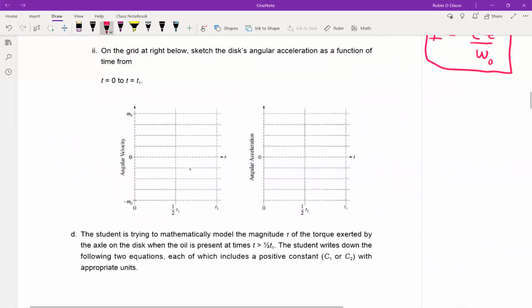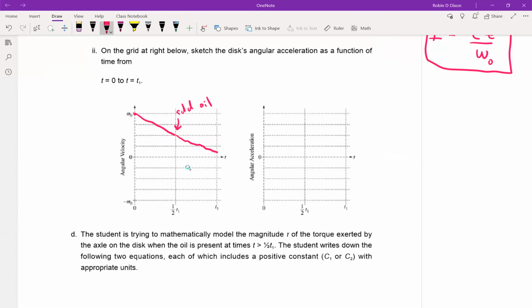So we know it's going to start right here, and for half the time, there is a constant negative torque slowing it down, causing a negative angular acceleration. But then right here at this point, we add oil. So what's that line going to look like? Well, it's not going to be quite as steep. In fact, we're adding more and more oil as time goes on.